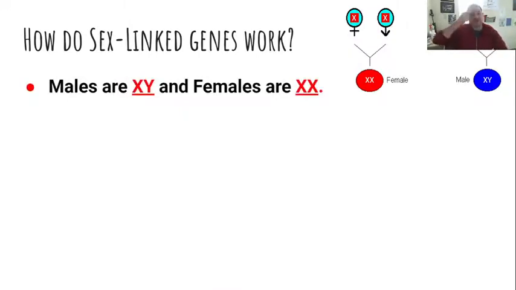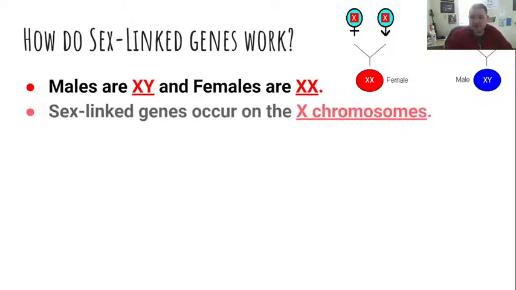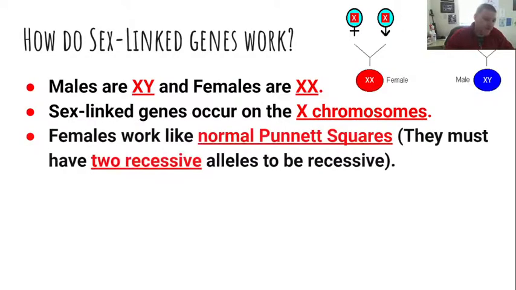So how do these traits work? We have to know that there are X's and Y's. Males are XY, females are XX. Specifically, the sex-linked genes occur on the X chromosome, so the Y's get kind of left out. The Y only signifies whether you are male or female. Females are going to work like normal Punnett squares because they can be dominant or recessive, capital or lowercase for their alleles. So females, you have to have two recessives in order to be recessive yourself.